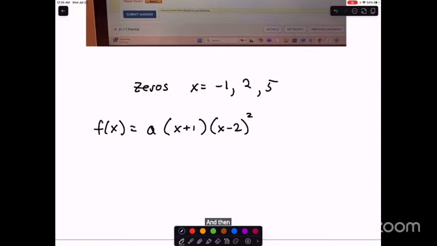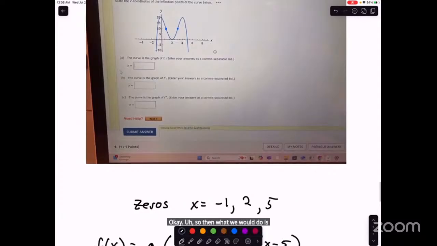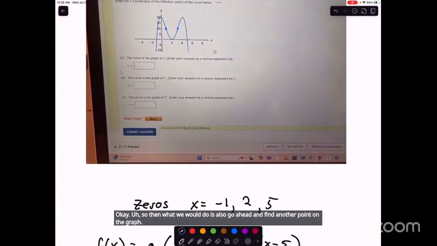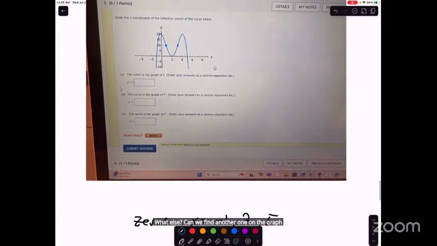And then if 5 is a 0, we would say x minus 5. Okay. So then what we would do is also go ahead and find another point on the graph. What else? Can we find another point on the graph?